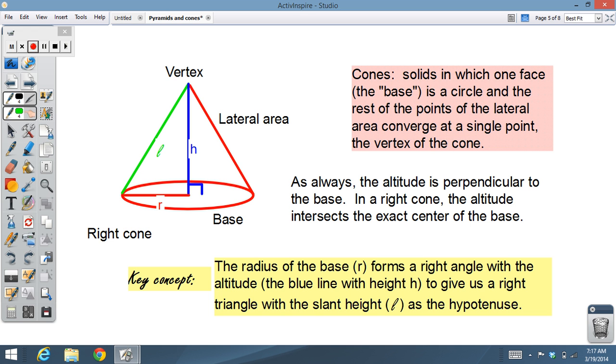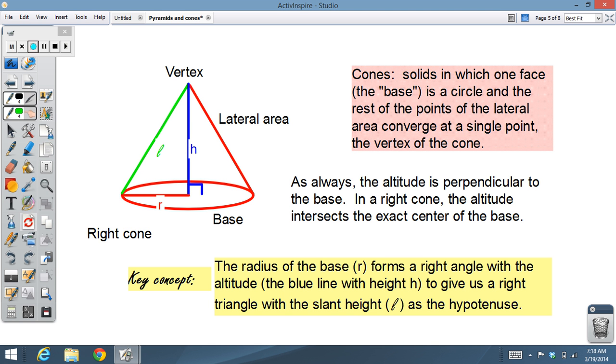All right, cones, pretty much the same kind of thing, except our bases are circular. One face is a circle. The rest of the points also converge on a certain point that's called the vertex. The lateral area is composed of the cone part, and we can show you that later if you want to see that. But anyway, shortening it down to make this as easy as possible, the radius of the base is going to form a right triangle with the height and the slant height. You can see that right triangle right there.